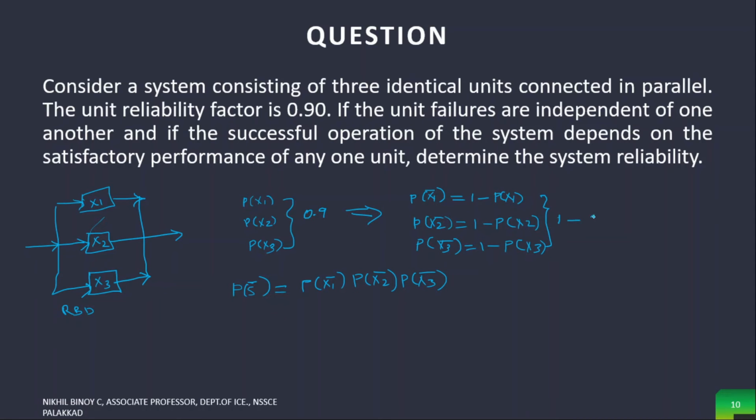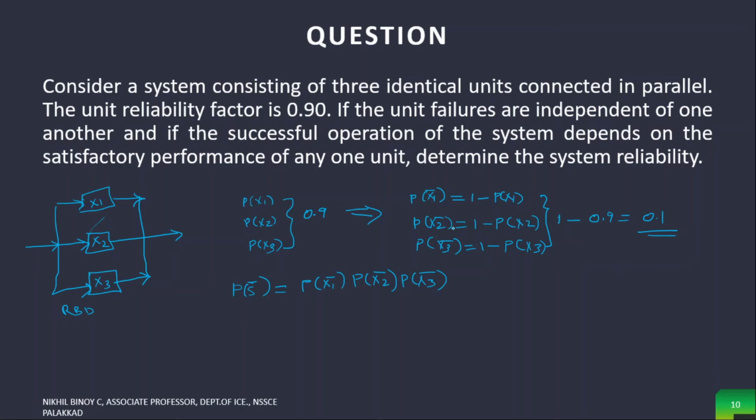That is 0.9. Means P of x1 bar equal to P of x2 bar equal to P of x3 bar equal to 0.1. So this is the probability of failure of each unit. Probability of failure of each unit is 0.1. Means P of x1 is 0.9, so P of x1 bar is equal to 1 minus 0.9, that is 0.1. P of x2 is 0.9, so P of x2 bar is equal to 1 minus P of x2, that is equal to 1 minus 0.9 equal to 0.1. Similarly, P of x3 is 0.9, so P of x3 bar equal to 1 minus P of x3, that is equal to 1 minus 0.9 equal to 0.1.